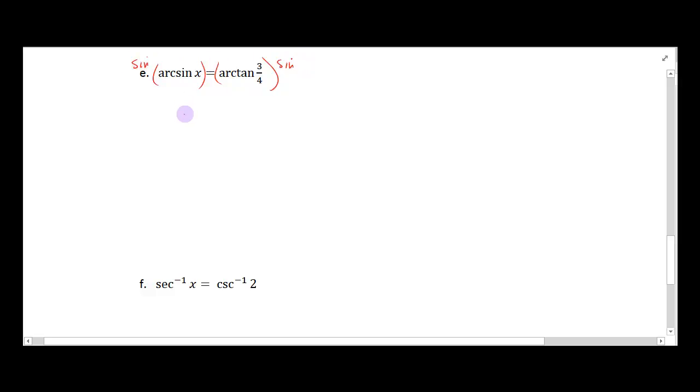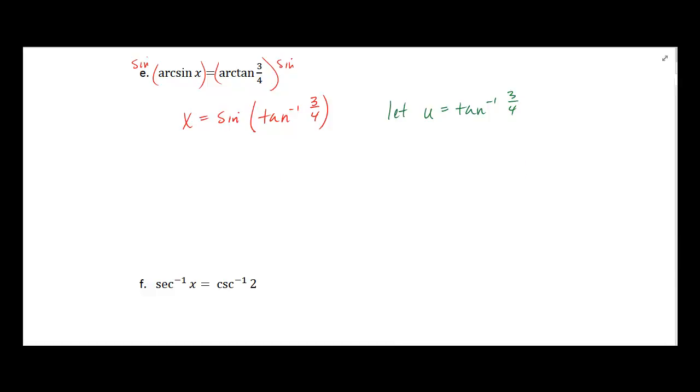So let's rewrite this so that it's a little clearer. x is equal to the sine of the inverse tangent of 3/4. So this is almost a composition function we have here. Well, that's kind of confusing to begin with. So we're going to let u be equal to this parentheses right here. That's going to be equal to the inverse tangent of 3/4. Okay, so what we're looking at is u is equal to the inverse tangent of 3/4.